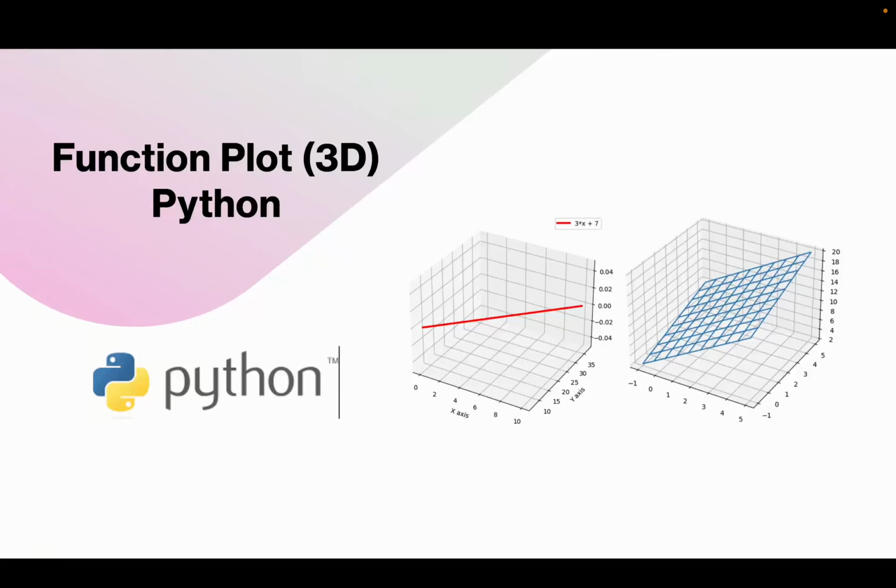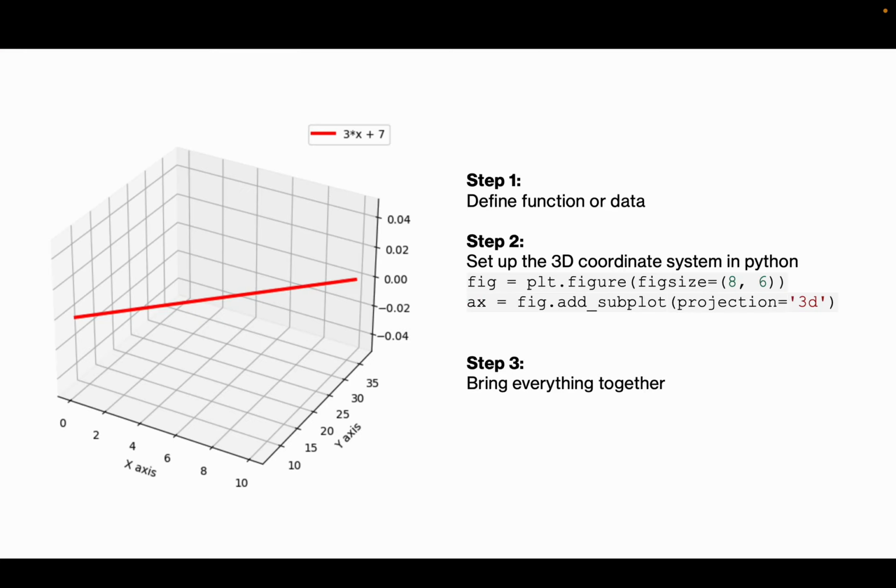In this tutorial, we are going to learn how to visualize some functions in a 3D coordinate system in Python. Let's take a look at one example. Suppose you want to visualize this function, y equals 3 times x plus 7. This function has one x involved, and the other side is equal to y. So there is two-dimensional data involved, and if we map this data into a 3D coordinate system, that would be a line.